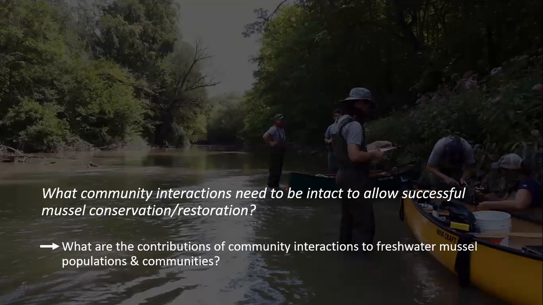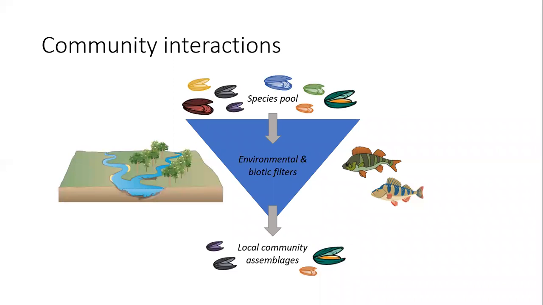And so I'm investigating what community interactions need to be intact to allow successful mussel conservation and restoration, particularly what the contributions of community interactions are to populations and communities in order to better inform restoration. For the conservation of mussels, we need an understanding of which species occur together and where in order to direct restoration actions. This is especially important for mussels due to the many community interactions that they're involved in and the overlap of species habitats leading to many species being found together at range scales.